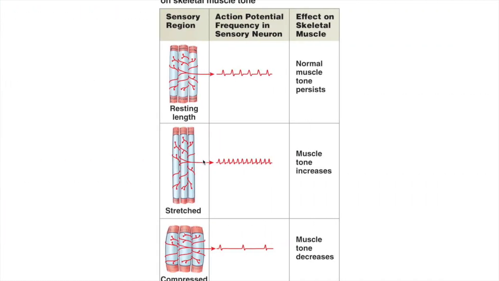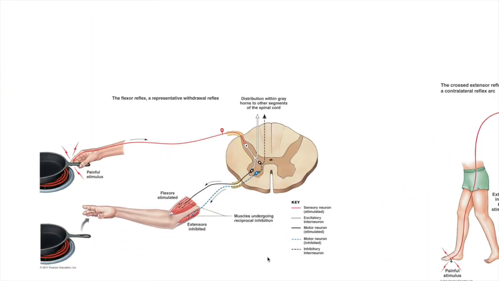And here's what the muscle spindle does. When it gets stretched, it sends an increased frequency of action potentials. When it's at the resting length, it sends this normal frequency. When it gets compressed, it decreases the frequency. So this is one way we know the stretch of our muscles.